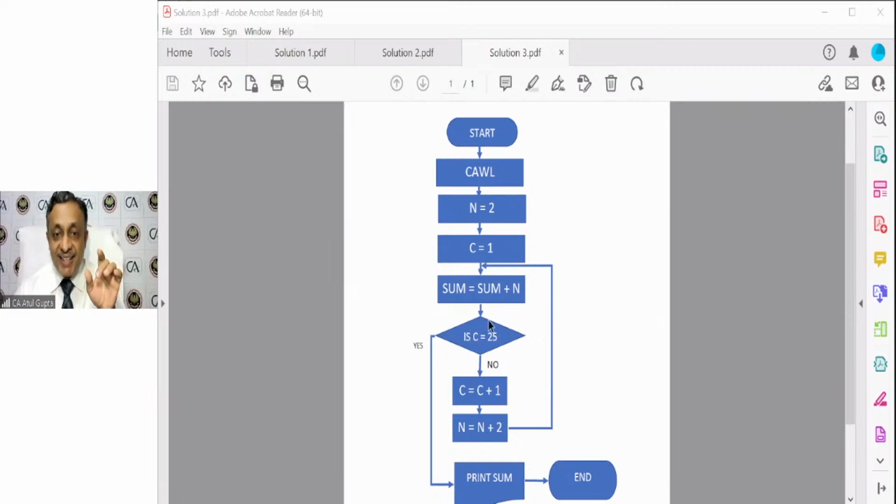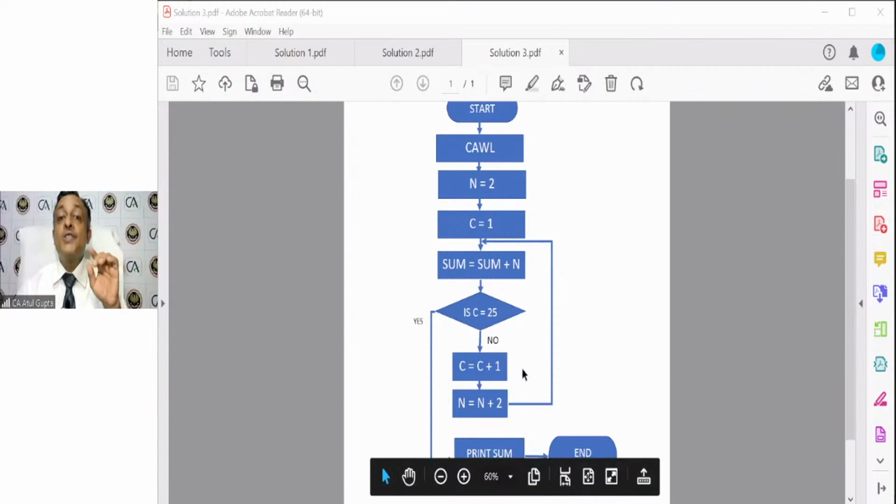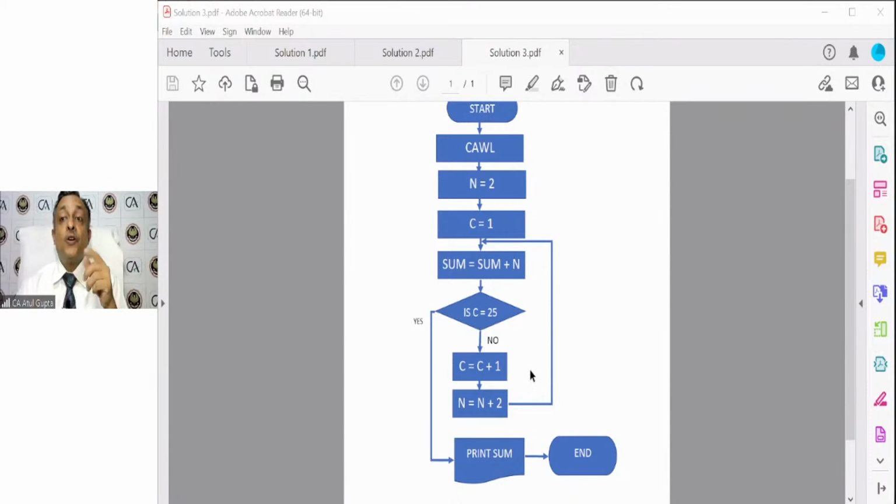Then it is asking, is C equal to 25? Because we have to add the first 25 numbers. So whether it is equal to 25. Right now C is 1, so right now the answer is no. Then what you do: increment the value of C by 1. So now C is 2. Increment the value of n by 2, because you are adding the next even number. Originally n was 2; after this step, n becomes 4. Then, if you see the arrow, it goes back. It goes into a loop.